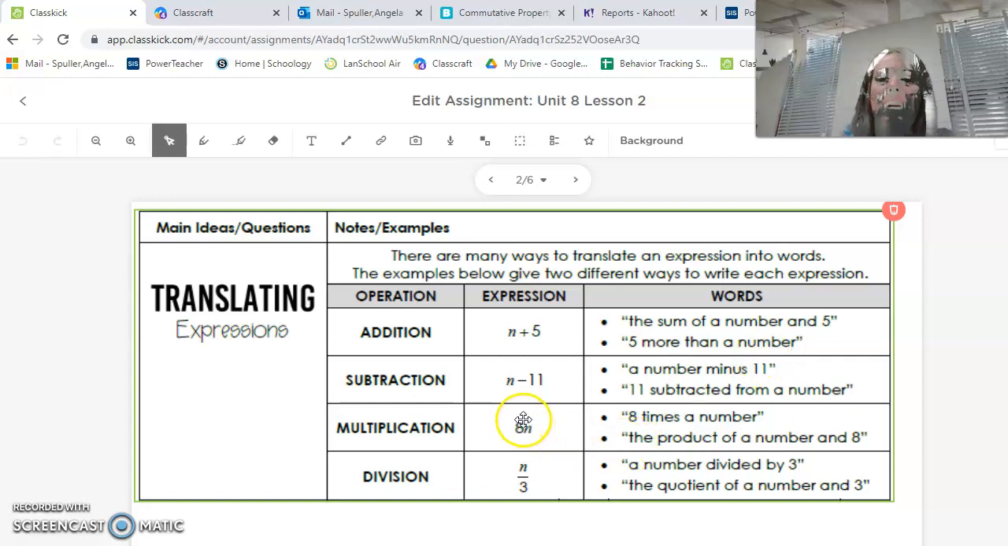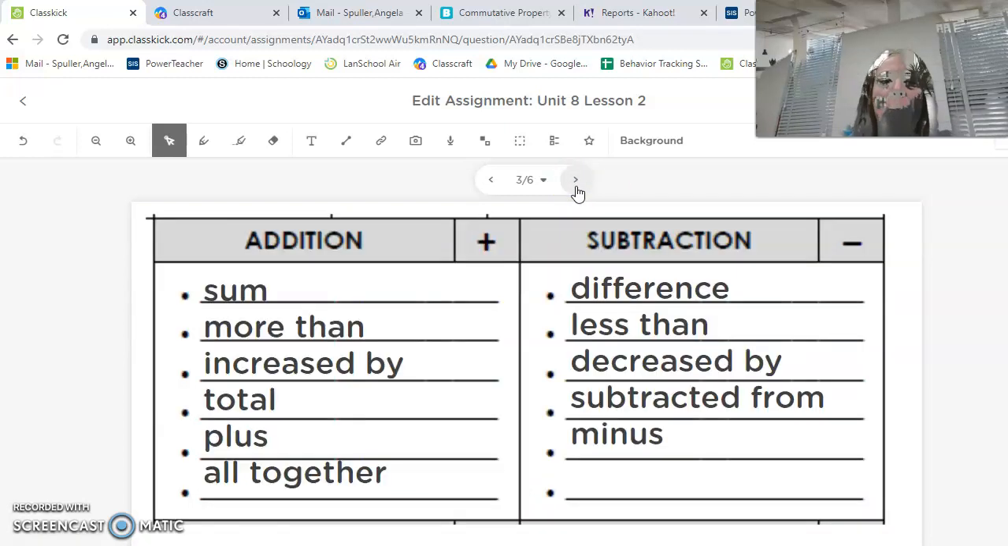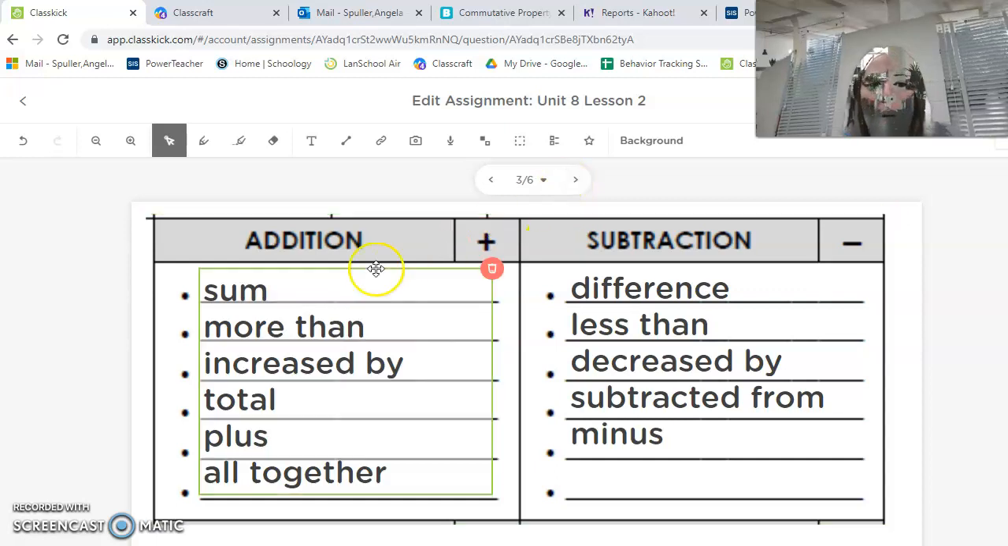Multiplication, when you see a number right in front of a letter, it always means multiplication. So 8n is 8 times the number, the product of a number and 8. Division, you'll see it in fraction form, n over 3, a number divided by 3, the quotient of a number and 3. All right, so what are some words that we need to look for?